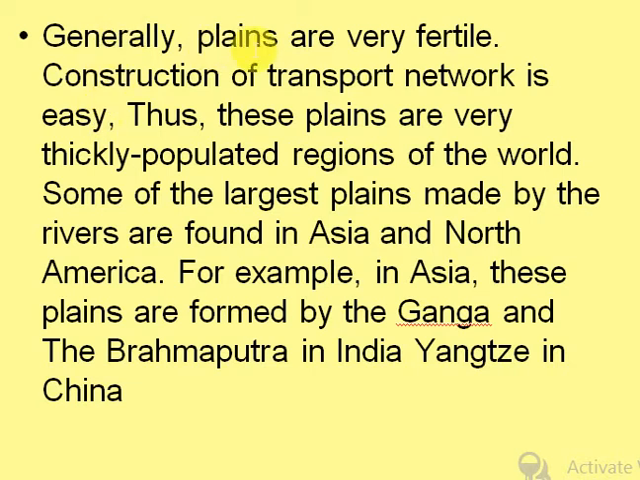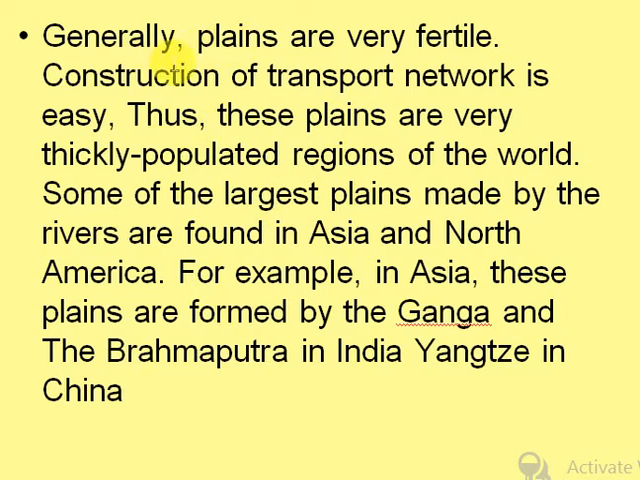Okay, now generally plains are very fertile, you can see. Now you understand why we have discussed already why the plains are fertile. So construction of transport network is easy in these areas, because these plains are very thickly populated regions of the world. Some of the largest plains made by the rivers are found in Asia and North America. For example, in Asia, these plains are formed by the Ganga and the Brahmaputra in India, Yangtze in China. So different plains have been developed in different regions of the world, you can say.